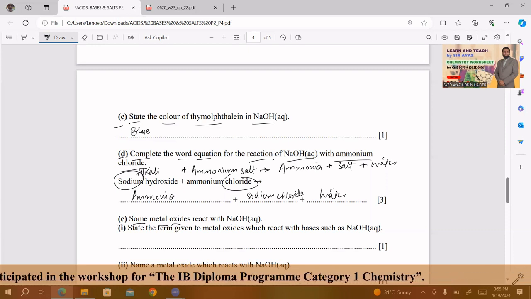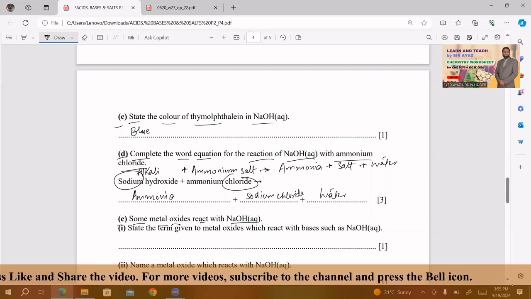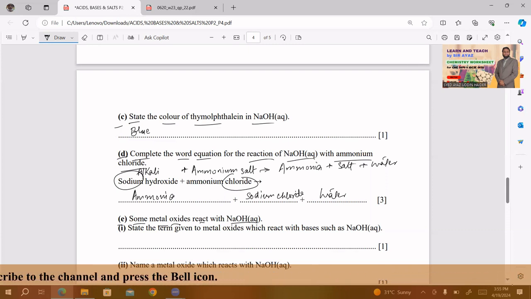E. Some metal oxides react with NaOH aqueous. Metal oxides are bases, so they must react with acidic oxides or acids, not with base. NaOH is a base or alkali. So the metal oxides which react both with acid and metal hydroxides like alkali, we call amphoteric oxides. So you write amphoteric oxides.